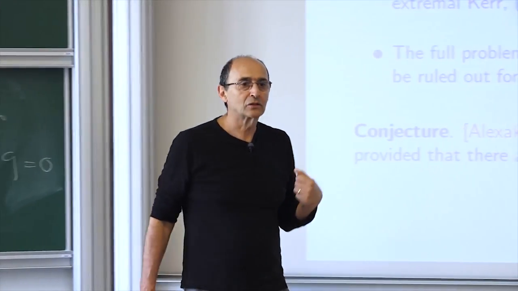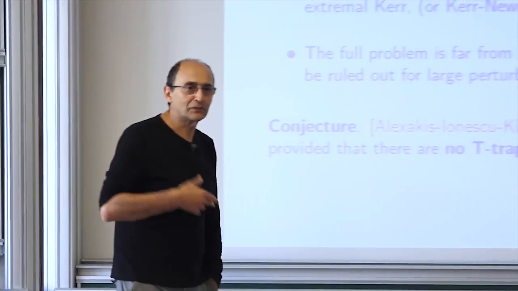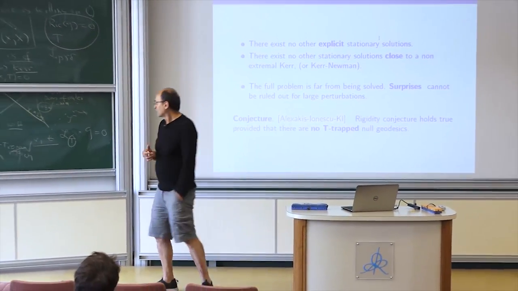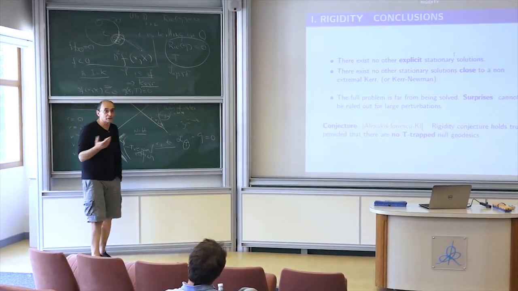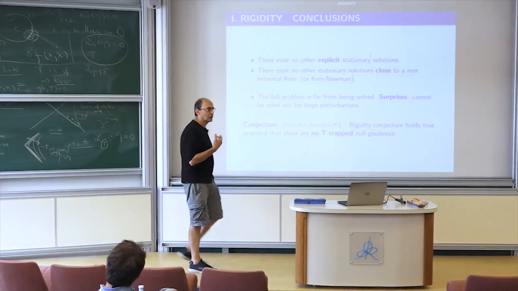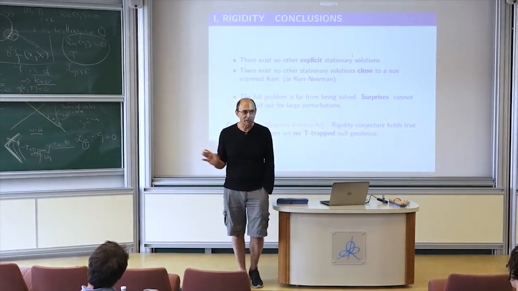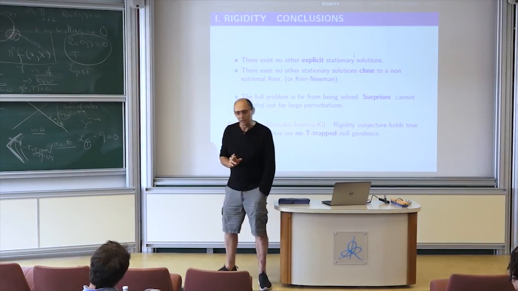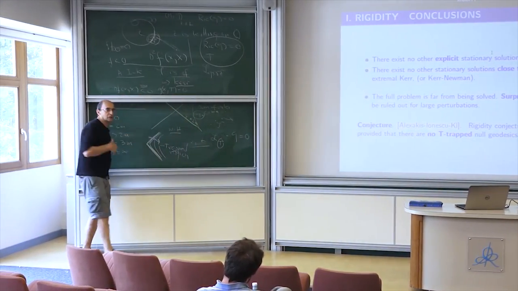A null geodesic is said to be trapped if it stays in a finite region. It is said to be T-trapped if it also stays perpendicular to T. And these are the only obstructions, so as long as those don't exist, you are fine. In fact, in Kerr they don't exist. This is a calculation: in Kerr, you can show that there are no T-trapped null geodesics. There are plenty of trapped null geodesics, but none of them is T-trapped. That's fundamental, because it also plays a major role in the stability problem. So it's because of this that in a neighborhood of Kerr, you can still do it.